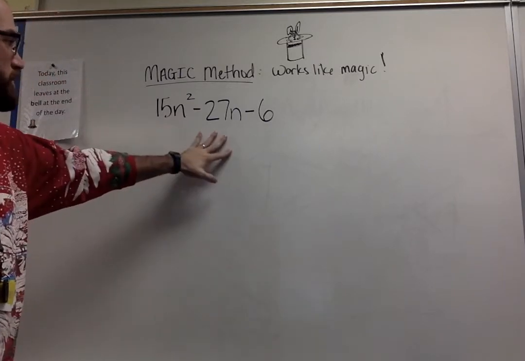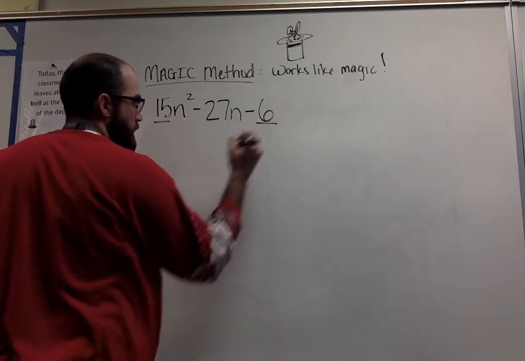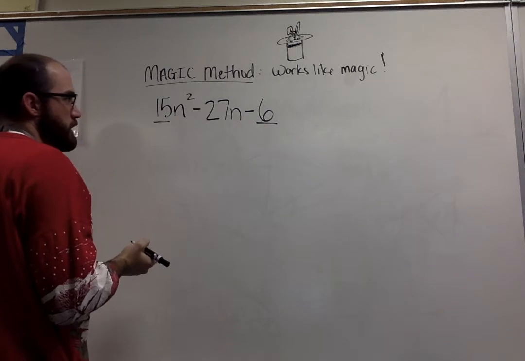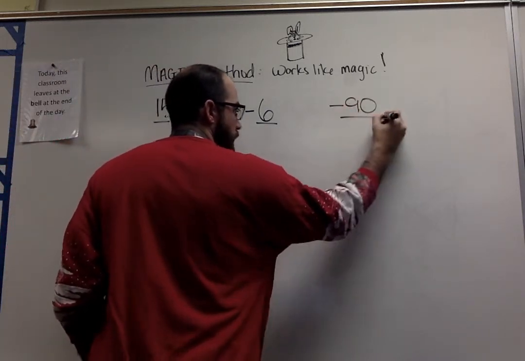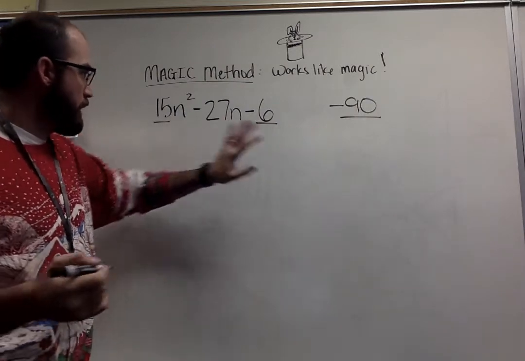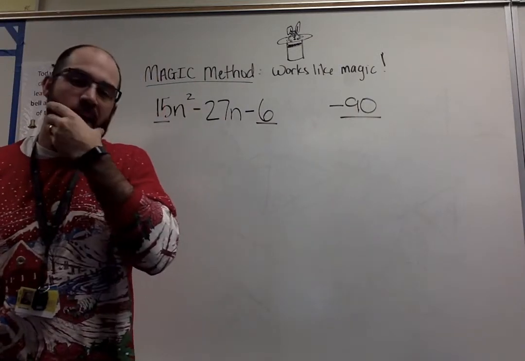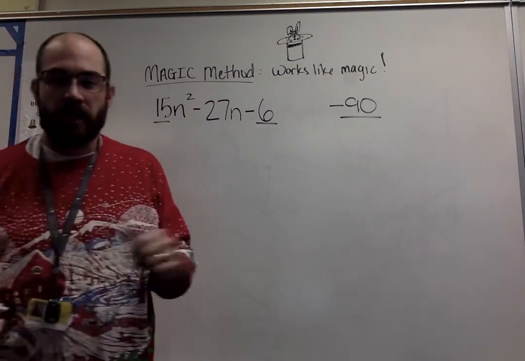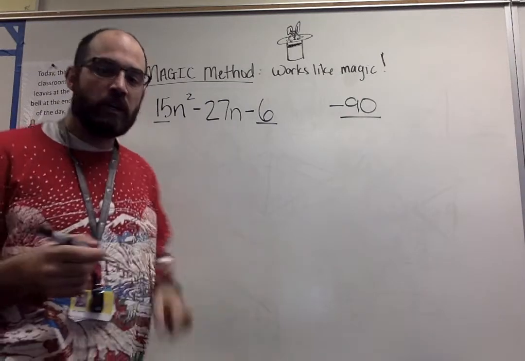As we go through this, the first step is the same in both methods. I would take my A and my C value and multiply them together. So 15 times negative 6, in this case, gets me negative 90. Our goal then is to find a pair that adds to my middle term. The way we need to write our factors out for this method to work is small number then big number, which is okay. It's not a huge challenge.